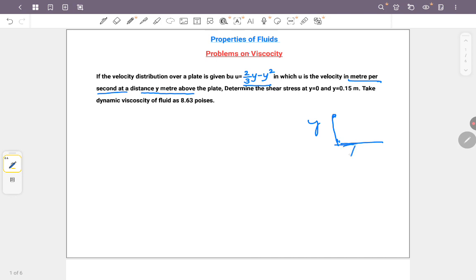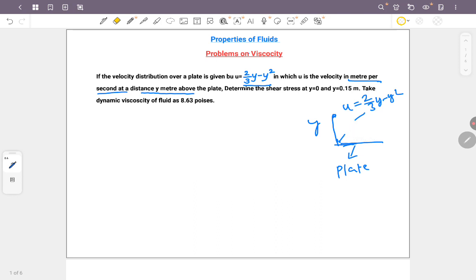If you see this as a plate, y is the distance above the plate, and u is the velocity, and he has given the relation between u and y. It means you will get a graph here, and what the graph shows is u equal to 2 by 3 of y minus y square. This is the relation between u and y given here.